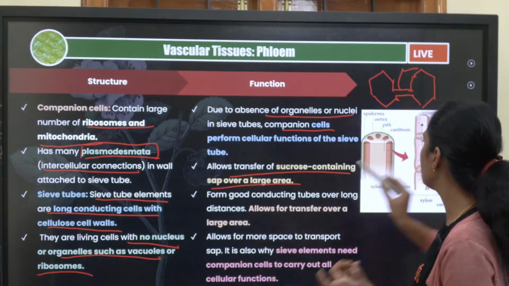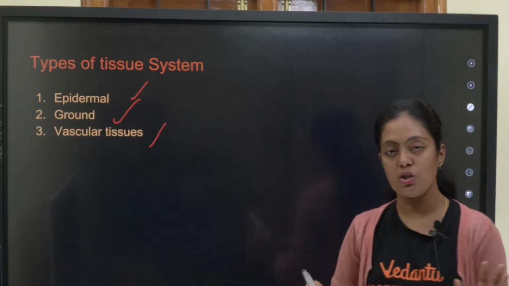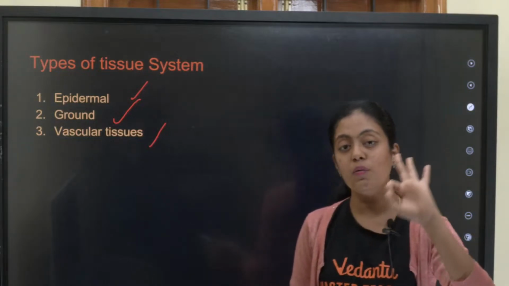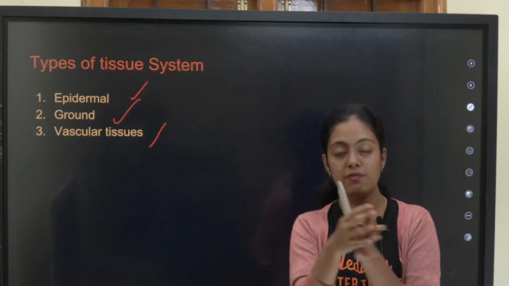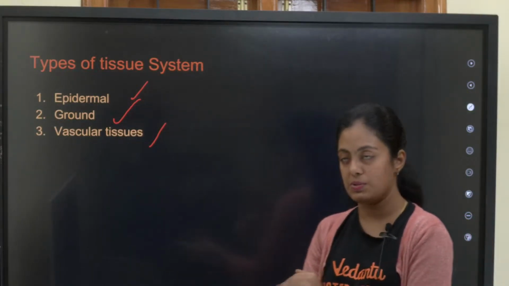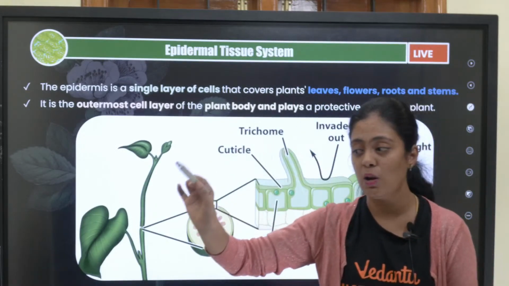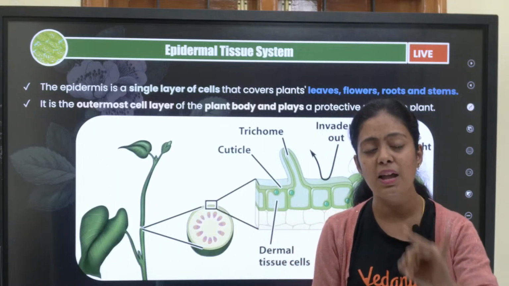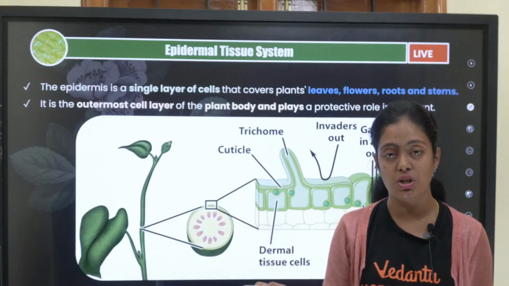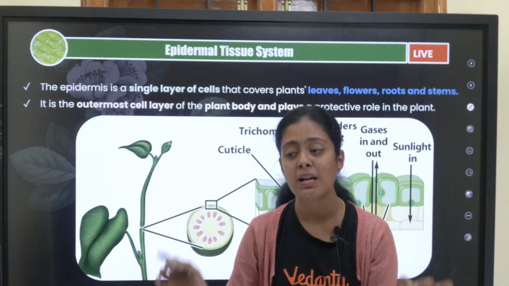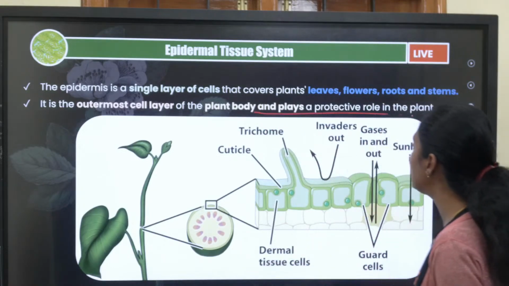Now we'll get into something very, very important: tissue systems. Epidermal, ground and vascular tissue. In our plant there are three kinds of tissues: epidermal tissue, ground tissue and vascular tissue. So we finished the tissues. Now we are going on to the tissue system. The first one is epidermis. What is epidermis? It is a single layer of cells that covers my leaves, flowers, roots and stem. It is the outermost layer and it has a protective role.